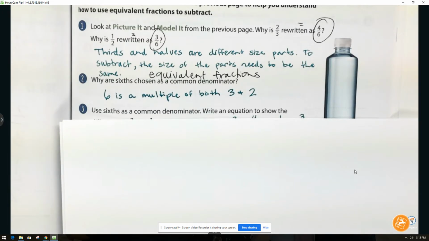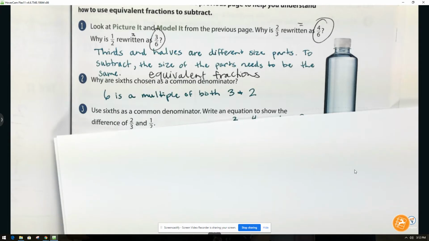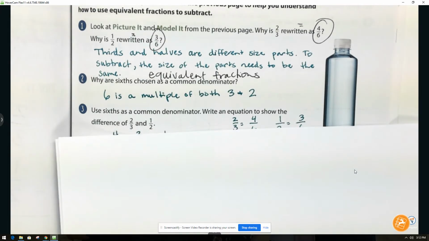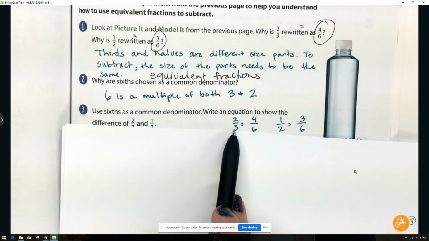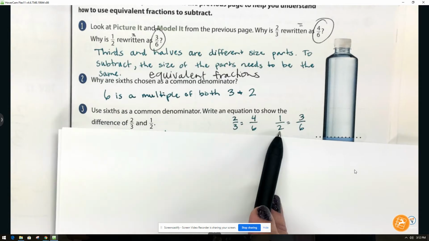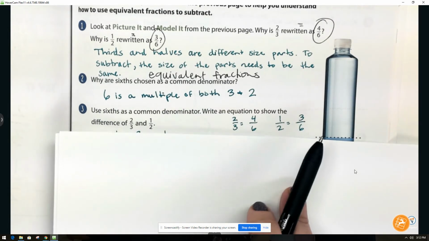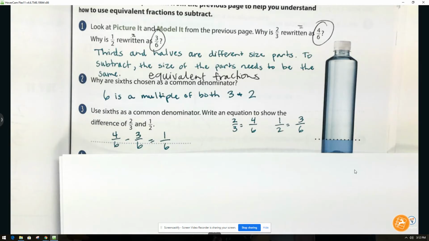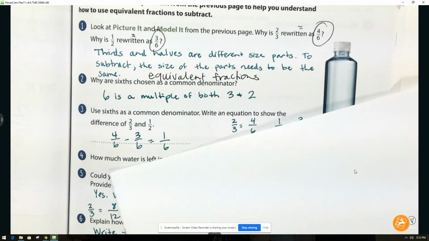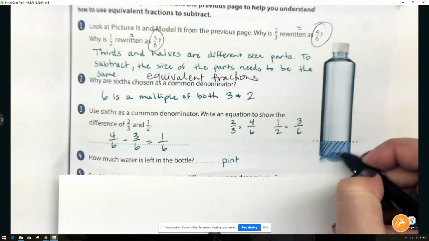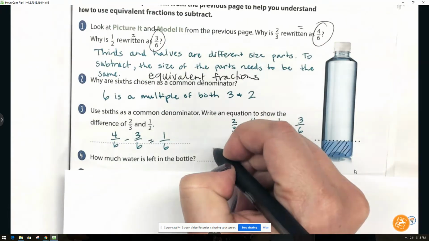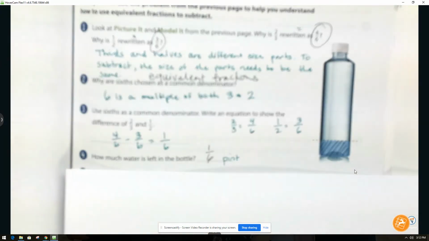So using 6 as a common denominator, write the equation to show the difference of 2/3 and 1/2. Well, we can see here that the equivalent fraction to 2/3 is 4/6, and the equivalent fraction to 1/2 is 3/6. So 4/6 minus 3/6 equals 1/6. Number 4 asks, how much water is left in the bottle? We know that there is this amount right here, which is 1/6 of a pint.